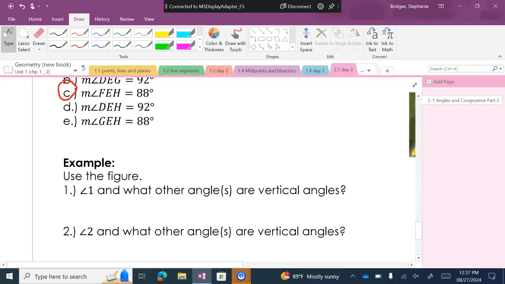Angle 1 and what other angle are vertical in that picture down at the bottom? Just write angle whatever you think it is. Say it out loud. I want to go through each one first, give you a chance to answer, then we'll go back and go over them. Go ahead and answer question 2. Angle 2 and what other angle or angles are vertical?